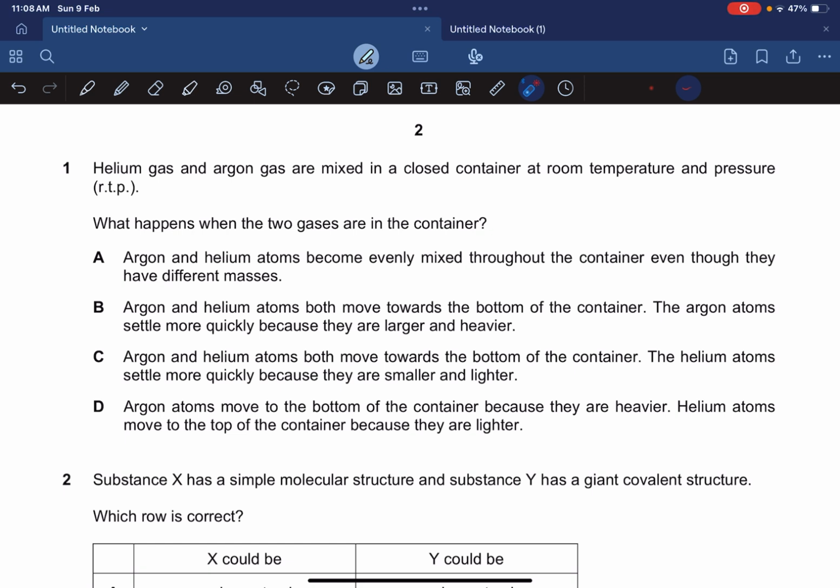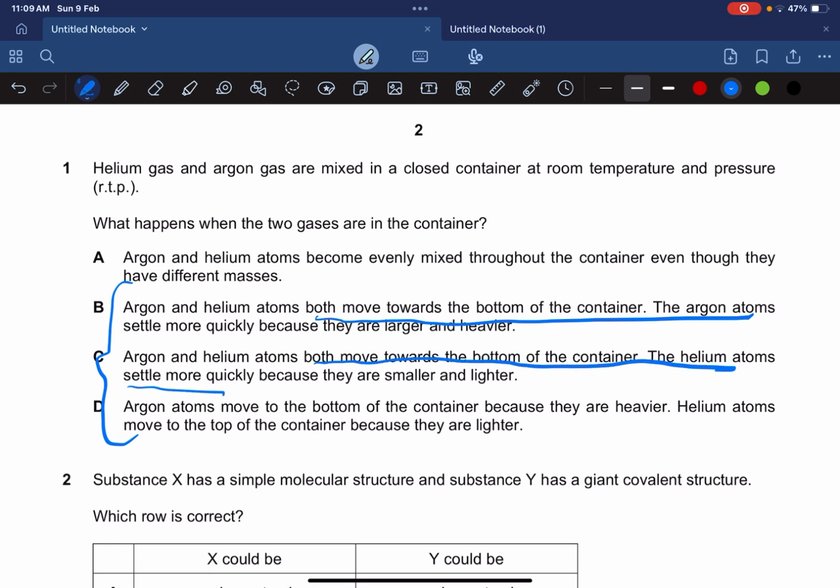Okay. So one thing which you can see in option B, C, and D is that particles are moving to the bottom and top of the containers. In option B, argon atoms and helium both move towards the bottom of the container. In option C, argon and helium atoms also both move towards the bottom, and helium atoms settle more quickly. And in option D, argon atoms move to the bottom because they're heavier, and helium atoms move to the top because they are lighter. So in all three options B, C, D, particles are either moving to the bottom of the container or the top of the container.